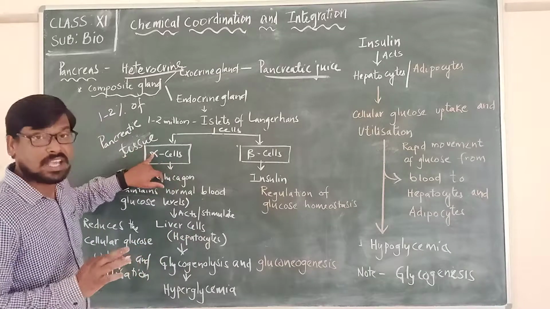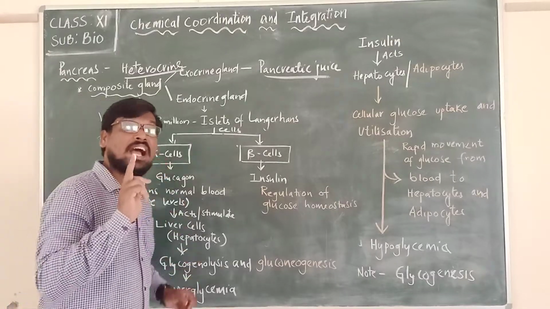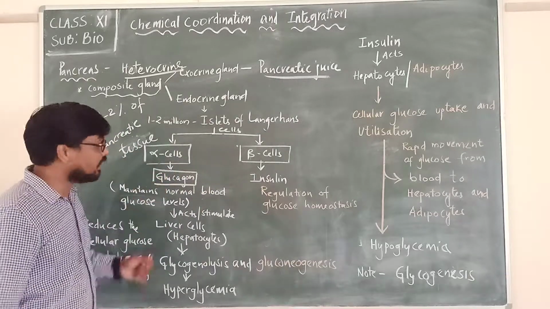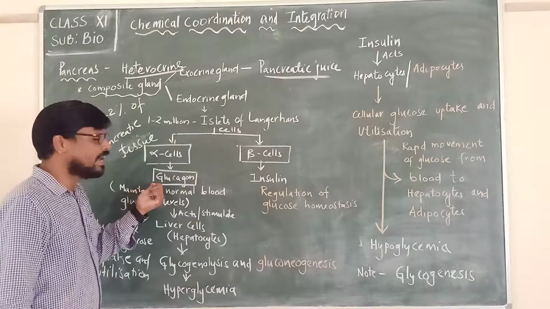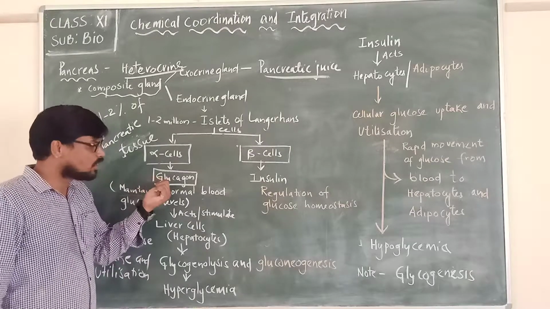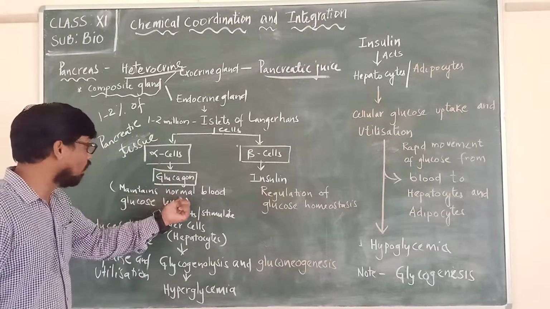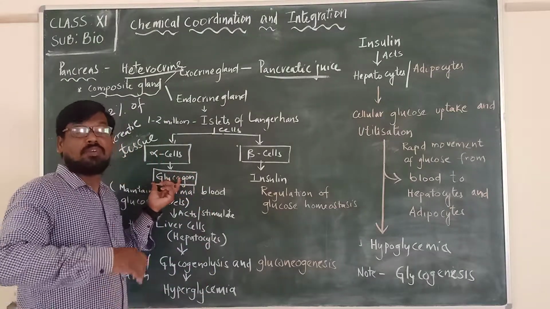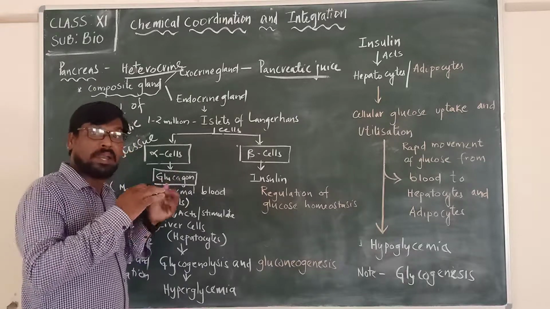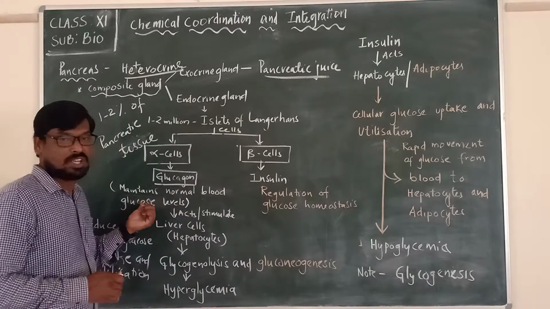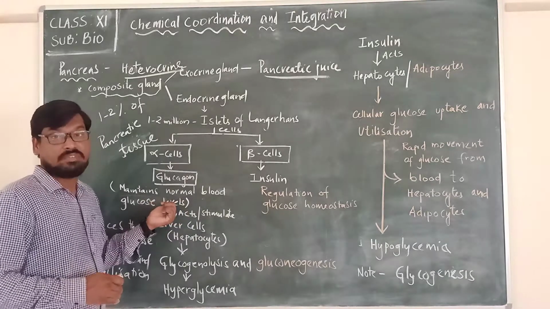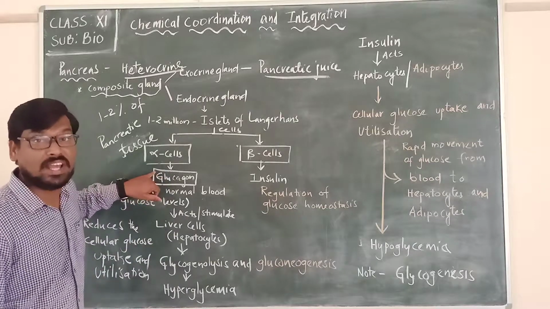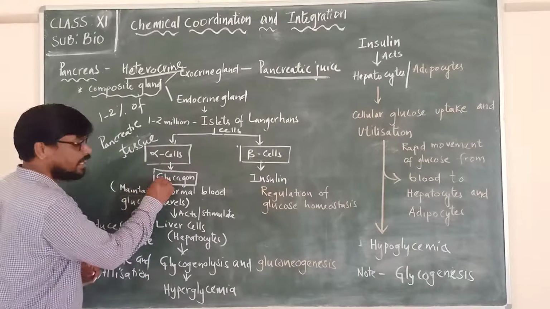Now, alpha cells, a very important point: alpha cells produce a hormone called glucagon, and this glucagon helps in maintaining normal blood glucose levels. Normal blood glucose levels are maintained with the help of this hormone glucagon. This is the main function of glucagon.